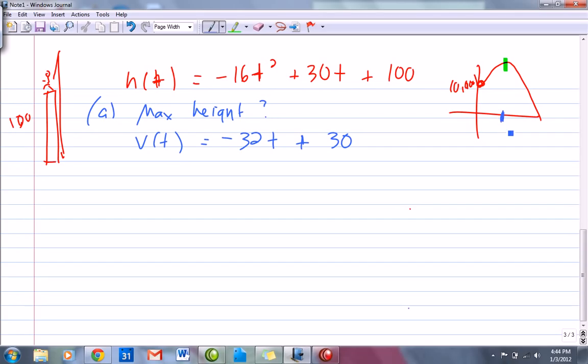That will be at this moment in time, that blue spot on the t-axis. That's a height axis in feet. So we want to set that equal to 0. Bada bing, bada boom. And lo and behold, when we solve for t, we get negative 30 over negative 32, which simplifies to 15 over 16. So at almost 1 second, we have a 0 velocity.